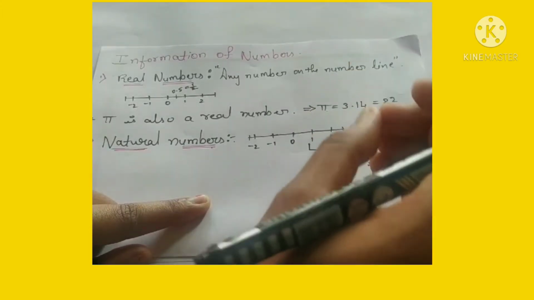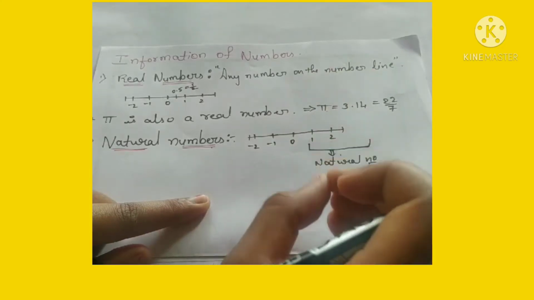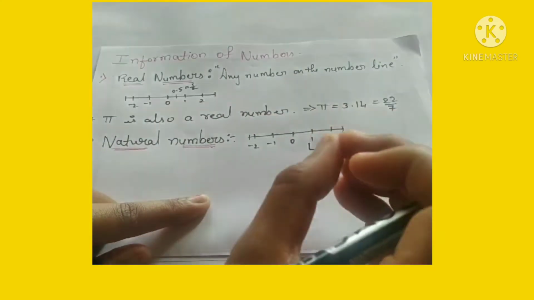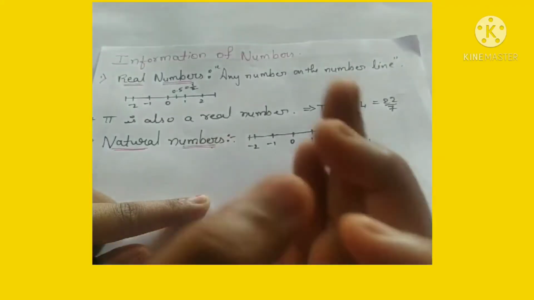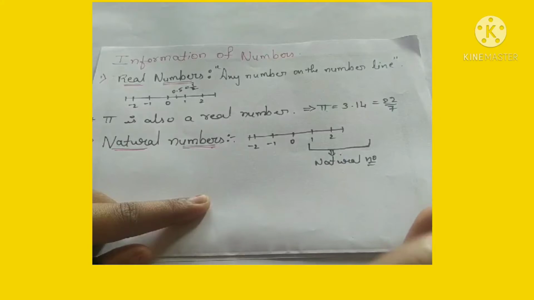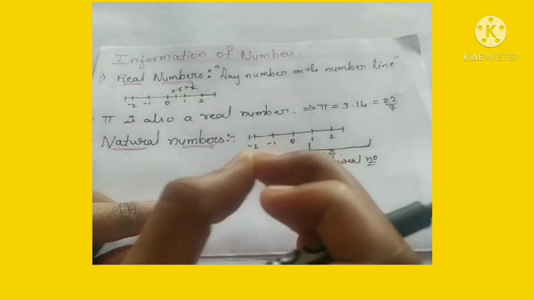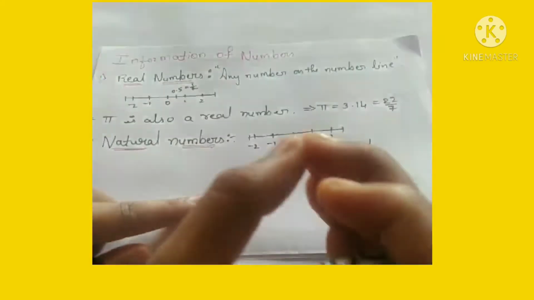But all numbers must be positive only. Here any fraction or negative numbers do not come in natural numbers. This is all about the natural numbers. It starts from 1 up to infinity and here no fractions or negative numbers come. It is nothing but the natural numbers.